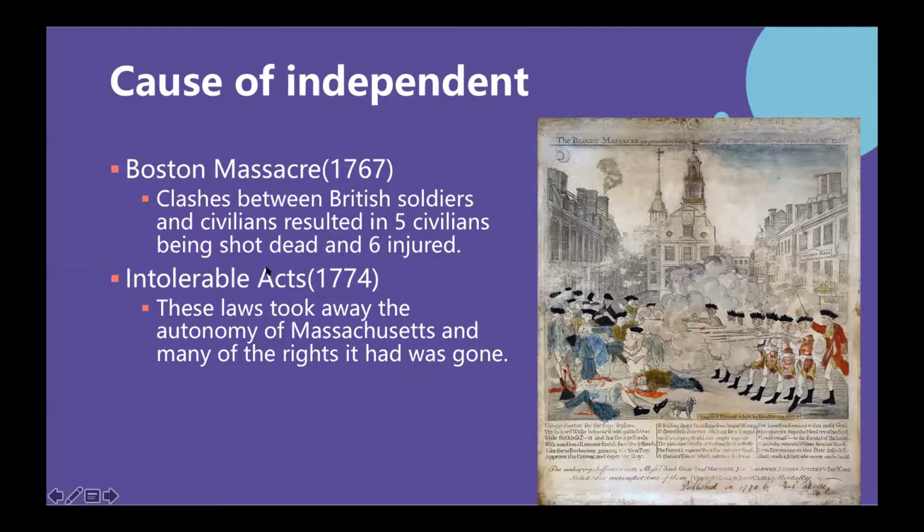And then the Intolerable Acts, which started in 1774, took away the autonomy of Massachusetts, and many of the rights of the colonized people were gone. As you can see, this is the place where they were fighting with soldiers. These are the colonized people, and these are the soldiers from Britain. They fight against each other because the colonized people don't agree with the law from here.